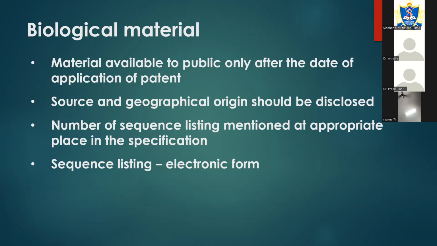Okay, so till then it is not available to the public. And also, if the invention relates to any biological matters like plants, animals, or small insects or something else, you have to get permission or approval from the NBA. NBA is the National Biodiversity Authority. You have to get an approval from them before applying for the patent.